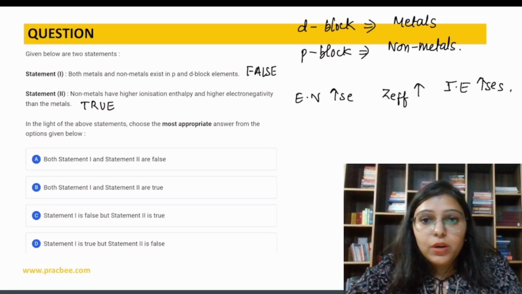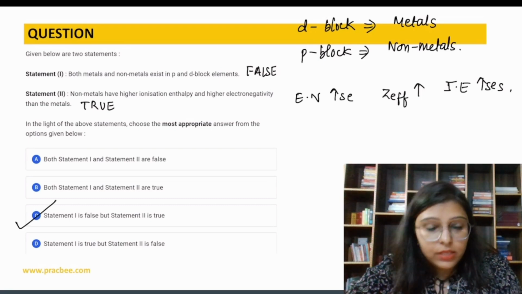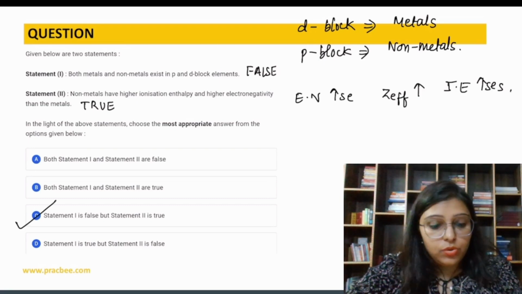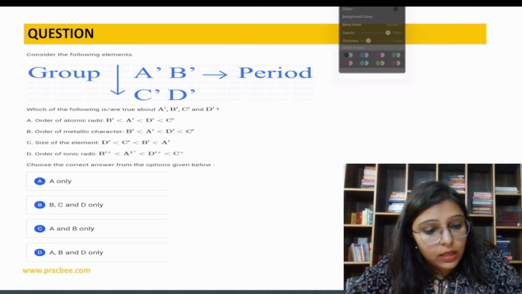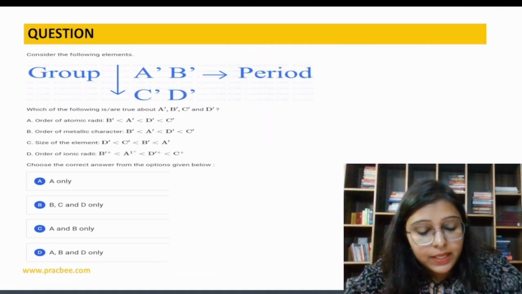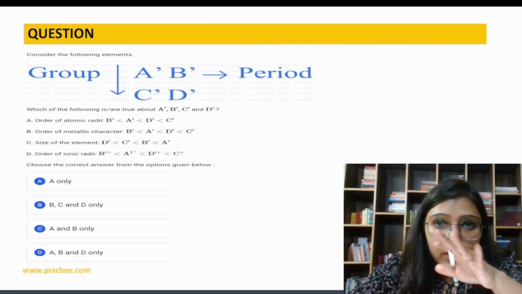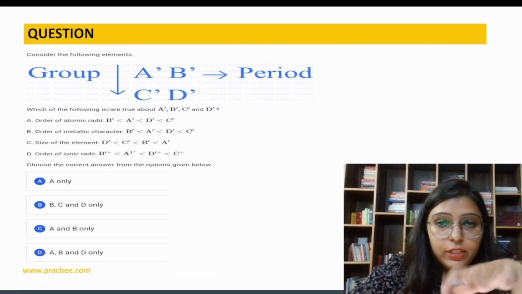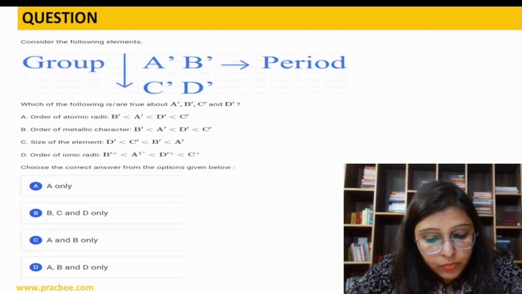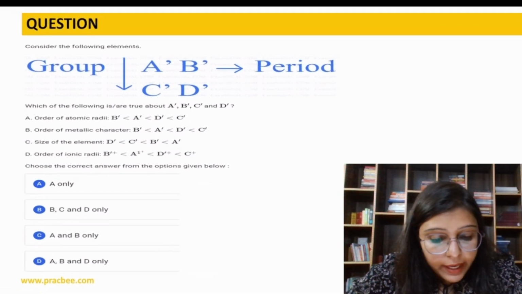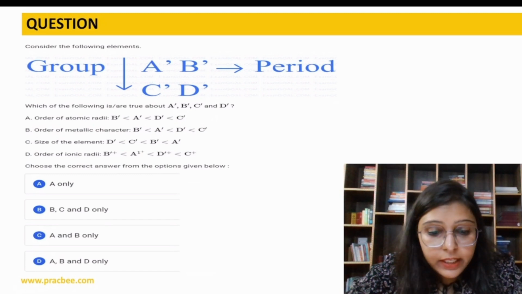So it means statement 1 is false, but statement 2 is true. Statement 2 is true. Next question. Consider the following elements A, B, C and D. A to B period, A to C group, B to D group, C to D period. Which of the following is true about A dash, B dash, C dash and D dash?